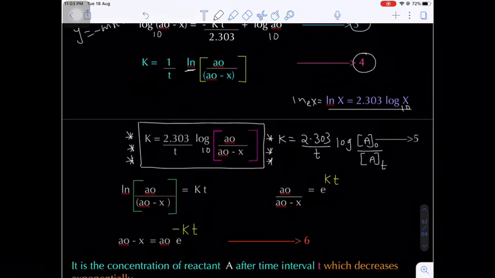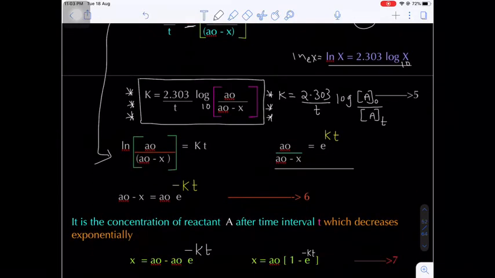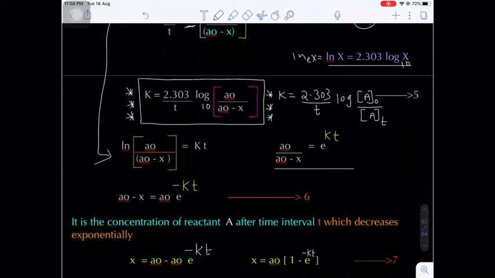Now from this expression, equation number 4, I am writing ln a naught by a naught minus x is equal to kt. If you bring the logarithm to the right side, then you will get the anti-logarithm, that is a naught by a naught minus x will be equal to e to the power kt. Cross multiplication, a naught is equal to a naught minus x into e to the power of kt. I want a naught minus x is equal to a naught divided by e to the power of kt, nothing but a naught into e to the power minus kt. This is the equation number 6.